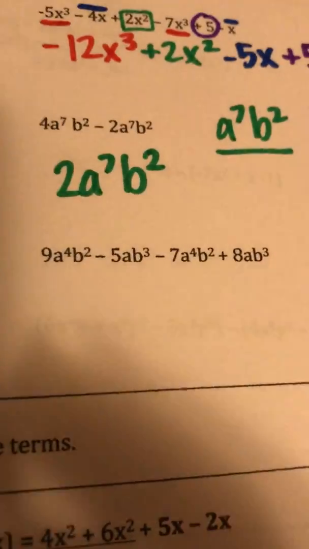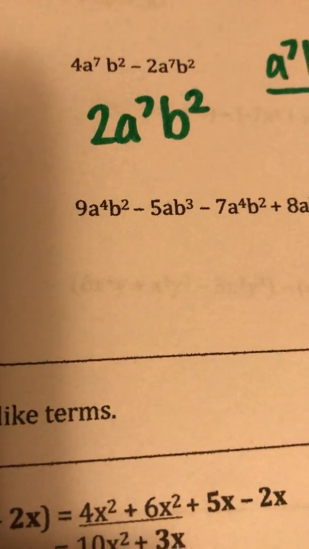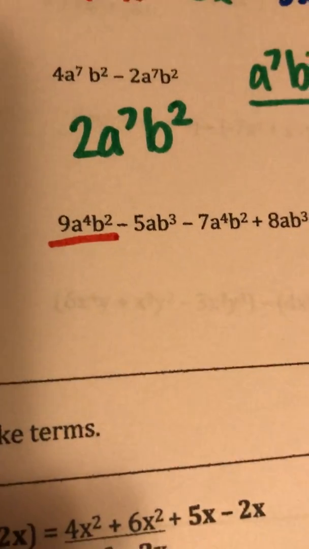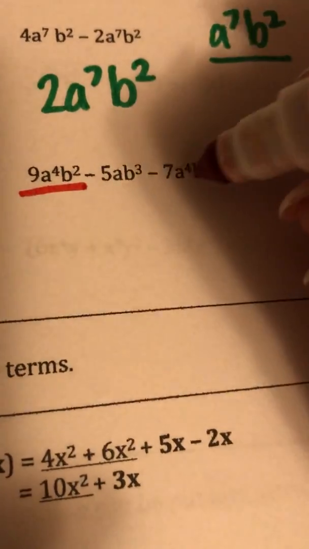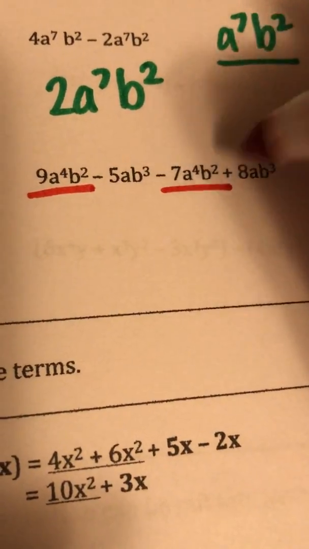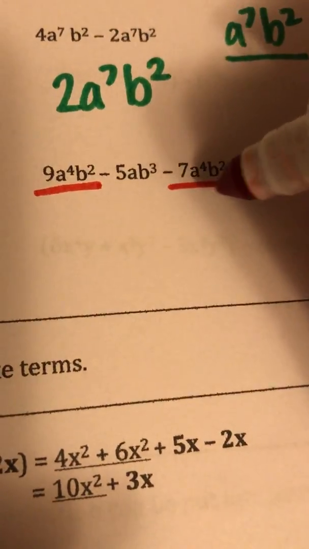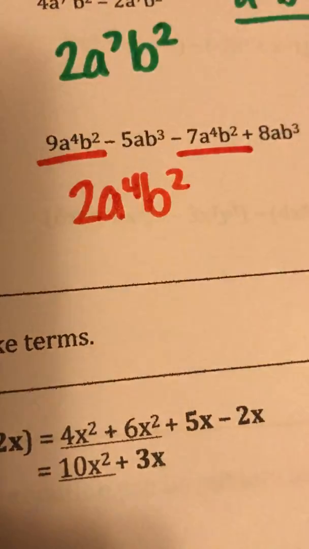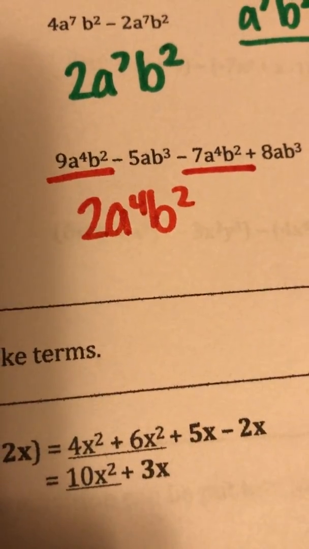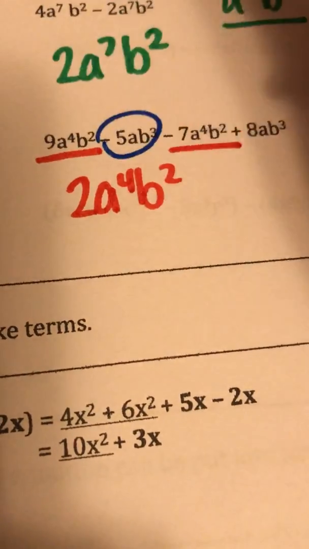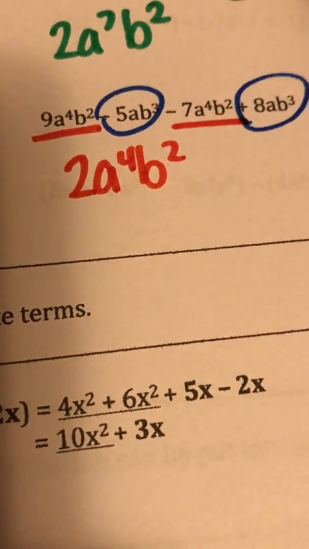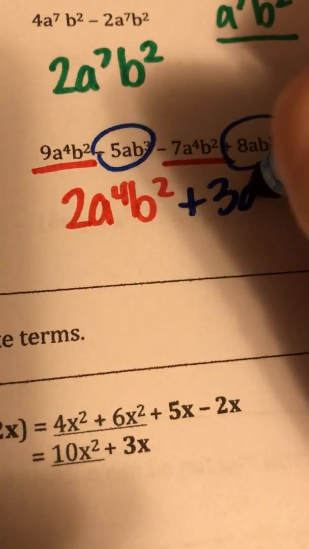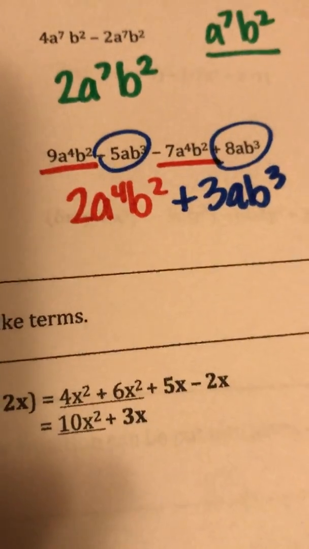Okay, so again, we're looking for the same variable to the same power. So here I have 9a to the fourth b squared, and here I have negative 7a to the fourth b squared. So 9 minus 7 is 2a to the fourth b squared. And then I have negative 5ab to the third plus 8ab to the third. So negative 5 plus 8 is plus 3ab to the third.